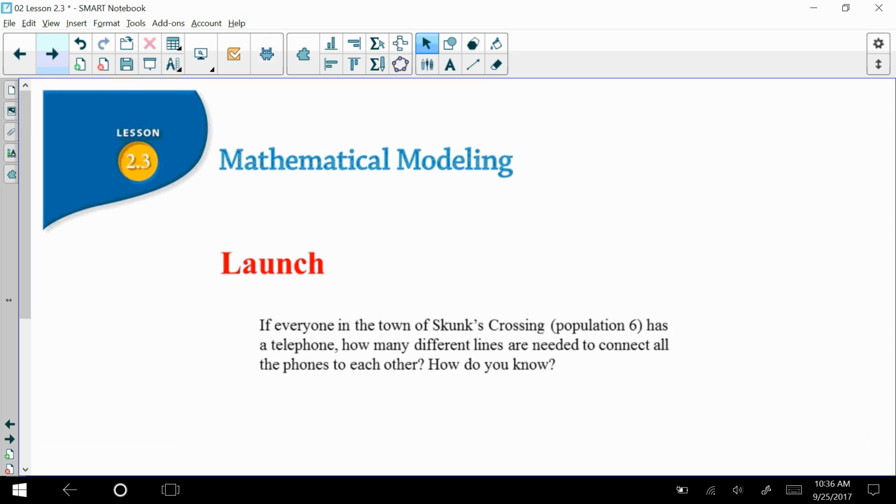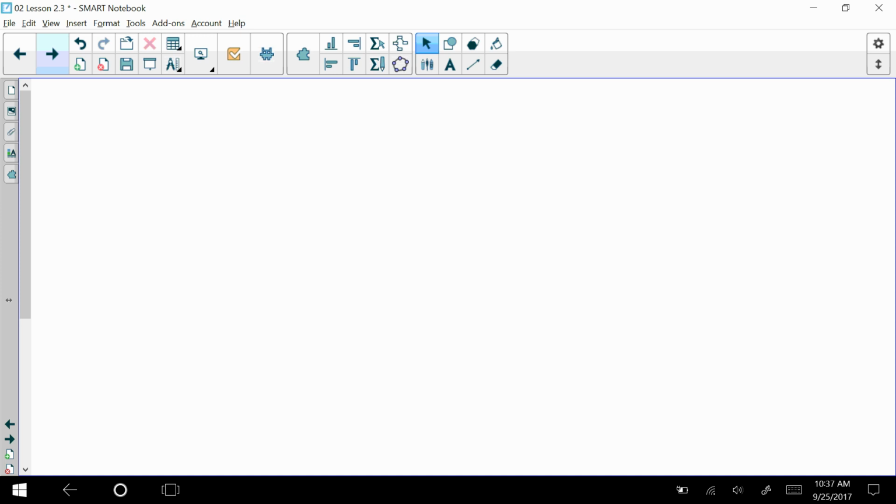So to start off this lesson, consider this launch idea. If everyone in the town of Skunks Crossing, which has a population of 6, has a telephone, how many different lines are going to be needed to connect all of the phones to each other, and how do you know? So to start off, let's draw a diagram.